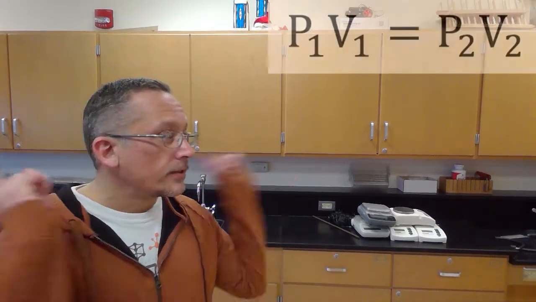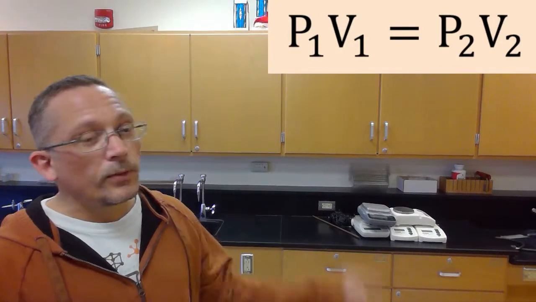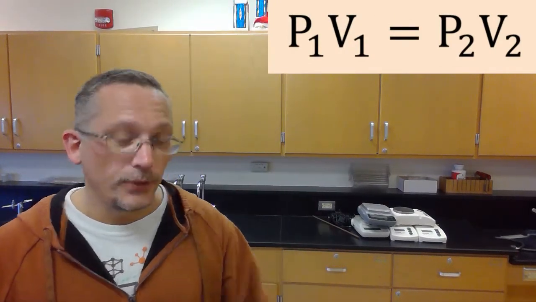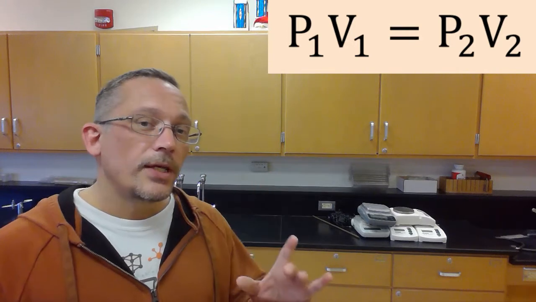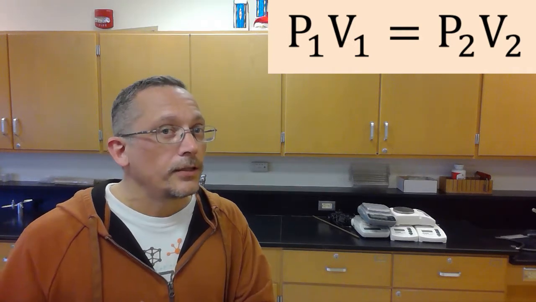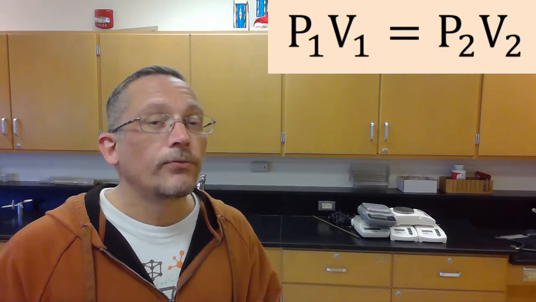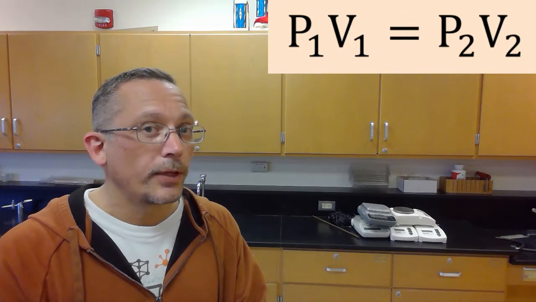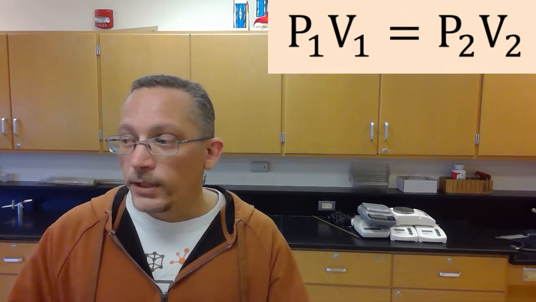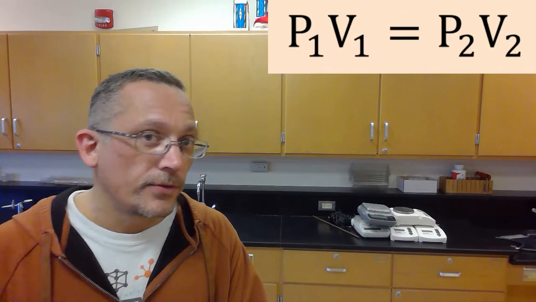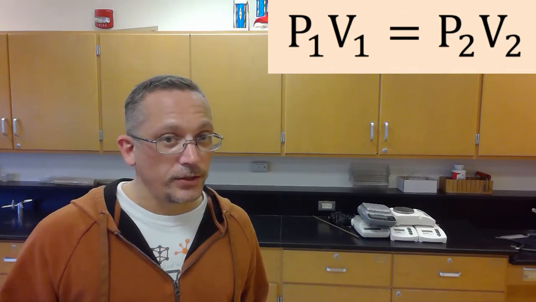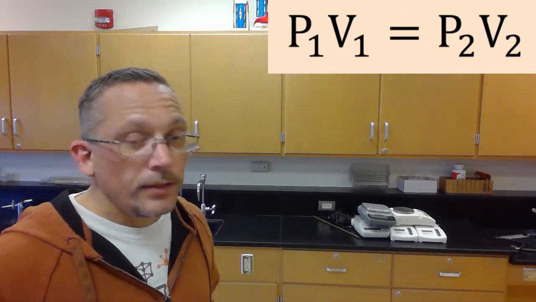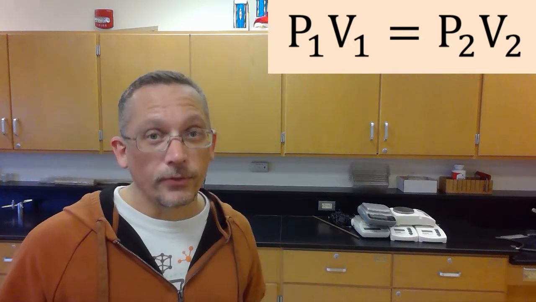Okay, Boyle's Law. Usually we write Boyle's Law like this. It says P1V1 equals P2V2. What that means is if you take the pressure and the volume of a gas before they change and multiply them together, that'll be equal to the pressure times the volume of that gas after it changes. So you can see P for pressure, V for volume.